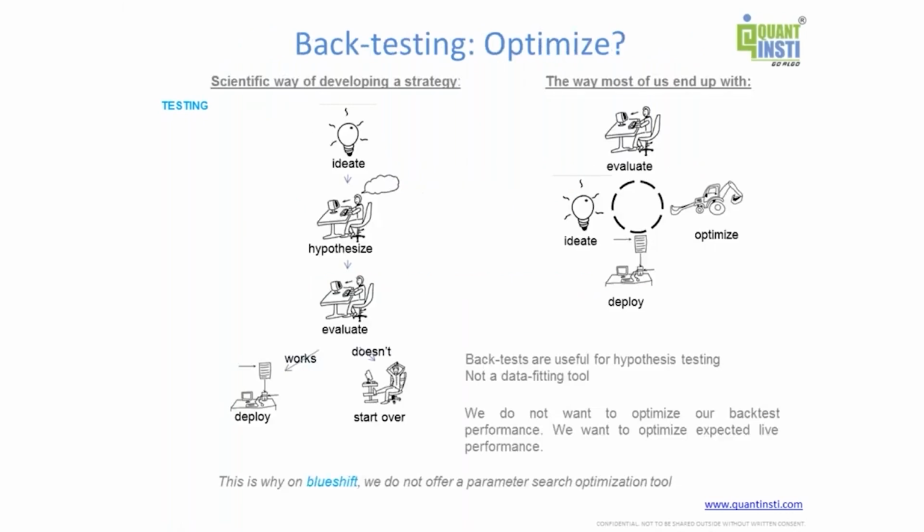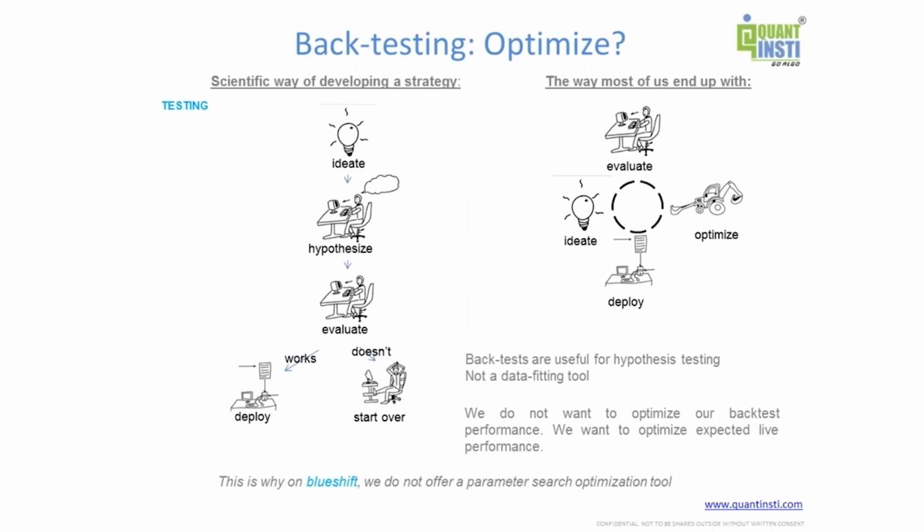Why? The scientific way of developing a strategy is what you see on your left-hand side. That is, we ideate. That is where we started. Then we hypothesize. That is what you've done. And then you evaluate. Unfortunately, in most cases, the evaluation goes wrong. It is not as good as we expected or hoped for. So ideally, whatever doesn't work, we throw away. Whatever works, we deploy, and we go back to ideation. What you end up doing is what is depicted on the right-hand side: we evaluate, it doesn't work, we optimize, and then we deploy, and then we get into a circle.